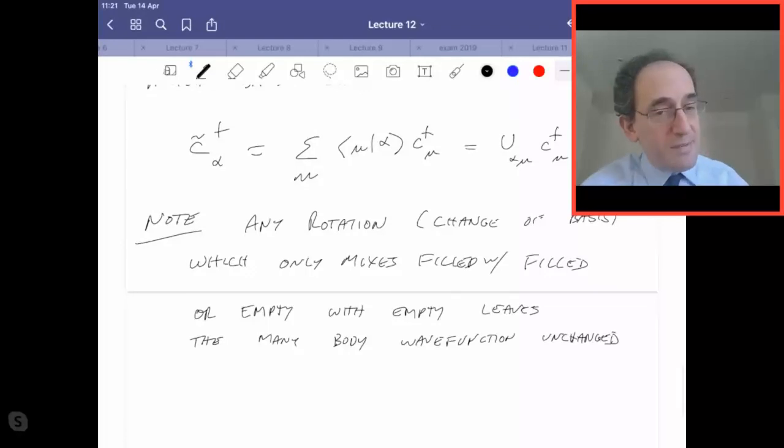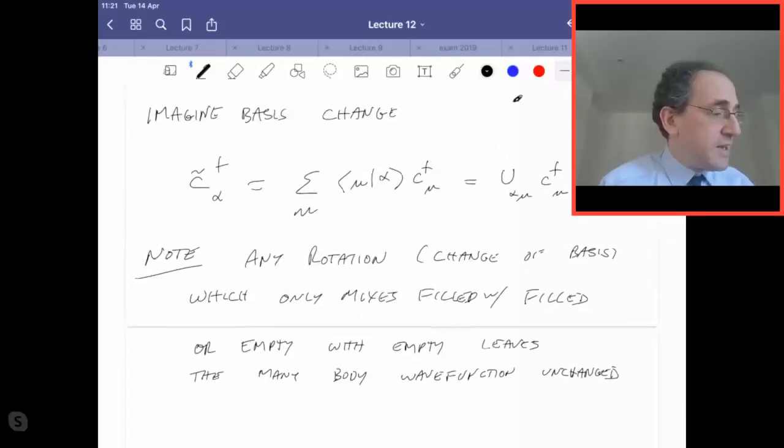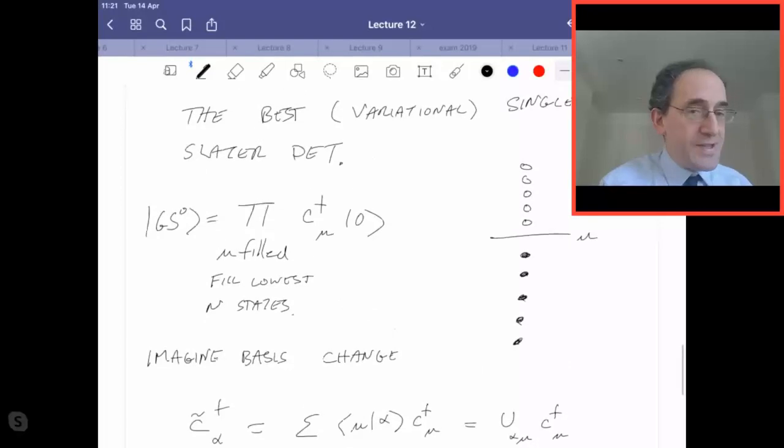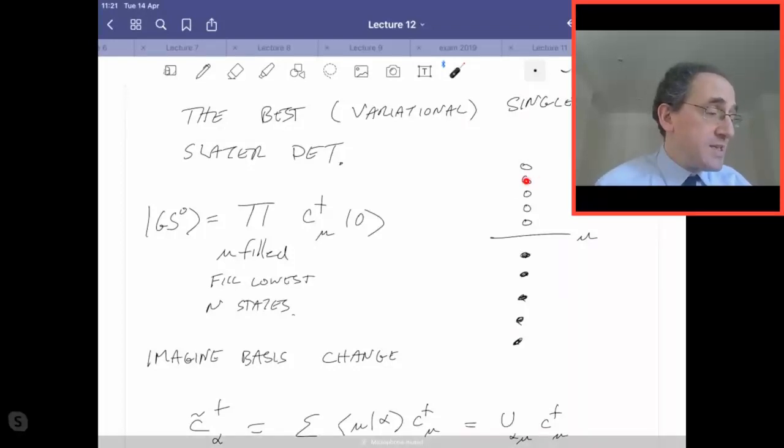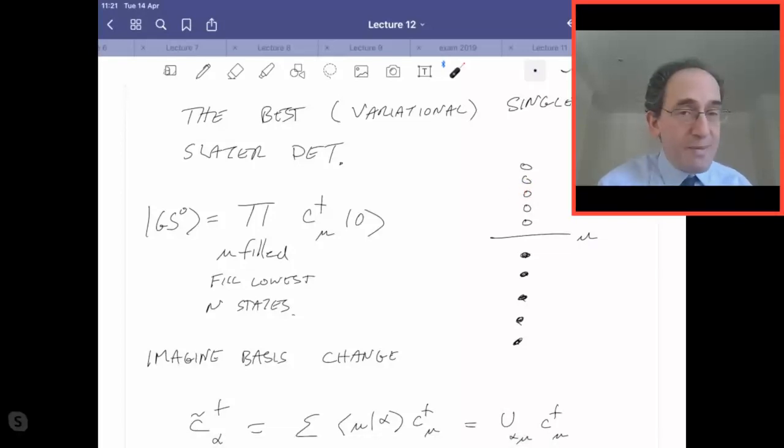So, I mean, this is something that you know is maybe natural physically. I have this picture here with a whole bunch of filled orbitals and a whole bunch of empty orbitals, and if I make some sort of change of basis such that these two empty orbitals get mixed with each other, well, the wave function stays unchanged because these two are both empty, and it doesn't matter if I'm mixing them. And similarly, if I take two of these and I mix them with each other, well, I'm filling them both anyway, so it doesn't matter how I represent the basis of those two orbitals.